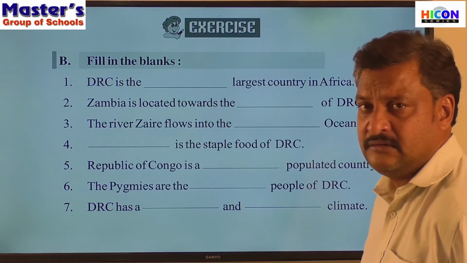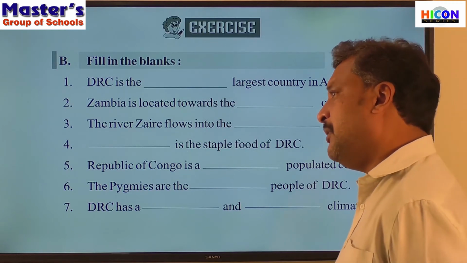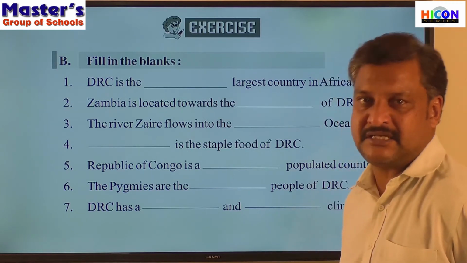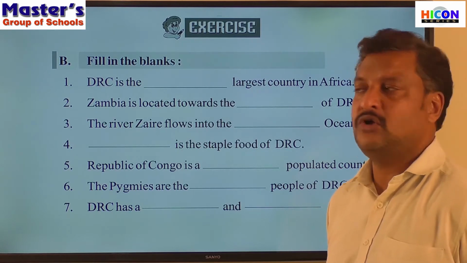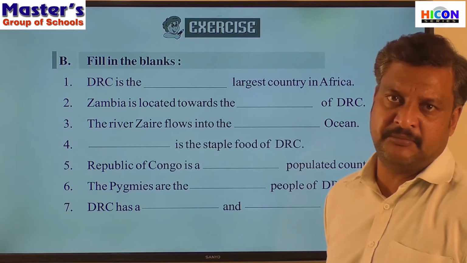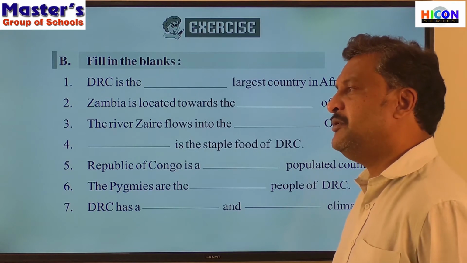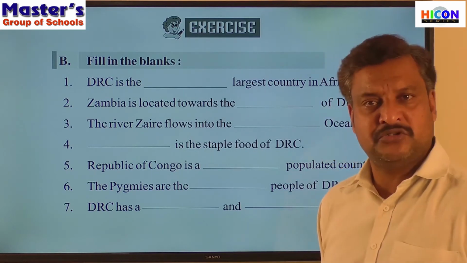Pygmies are the nomadic people or the nomadic tribe. We can call it the nomadic tribe or the tribal people. See, all the people in the DRC actually belong to tribal people.